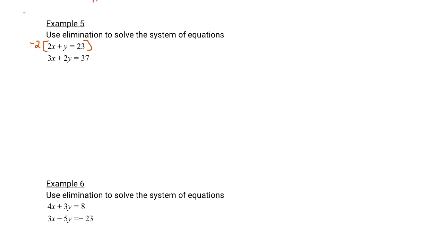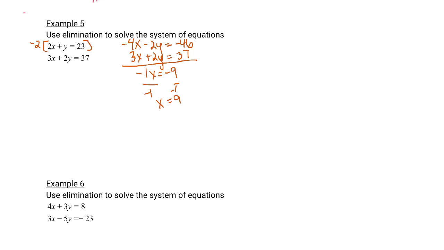And I'm going to multiply the top equation by -2 because then I'll have -2y on top and positive 2y on the bottom. So let's write this out. -4x minus 2y is -46. Bottom equation stays the same. 3x plus 2y is 37. I add them up. I get -1x is -9. I can divide by -1 and I get x is +9.